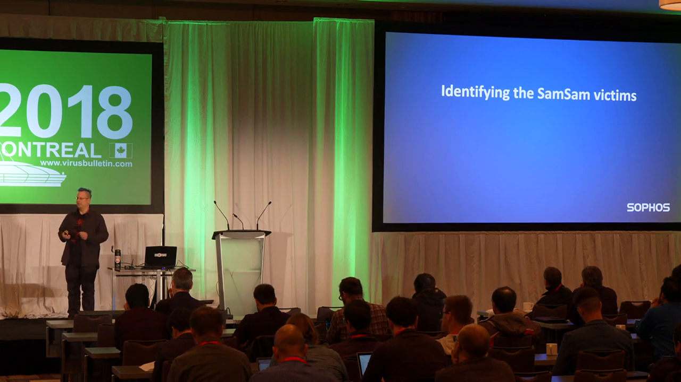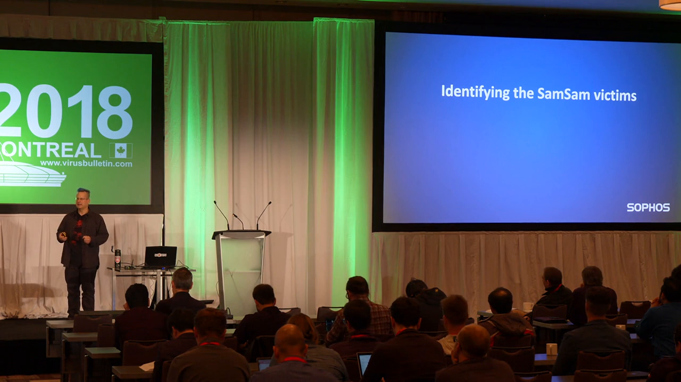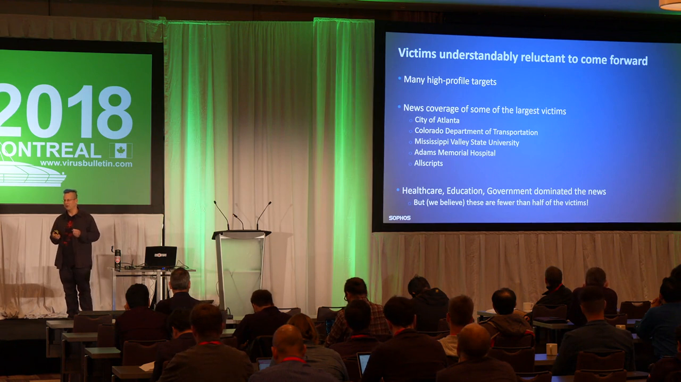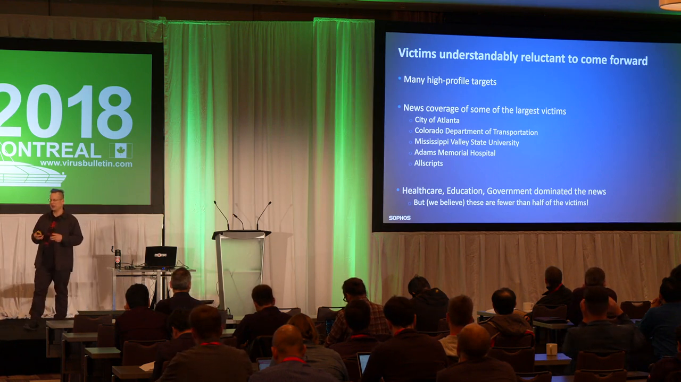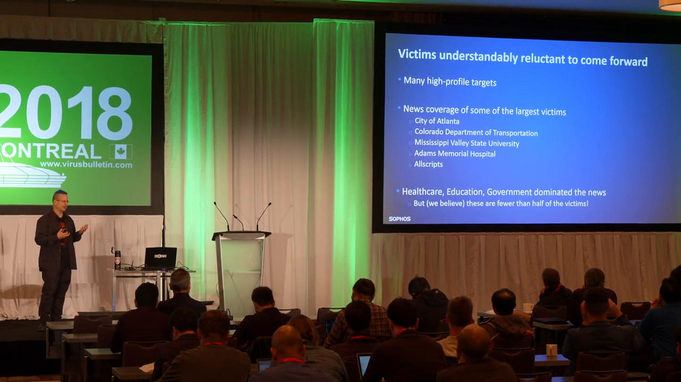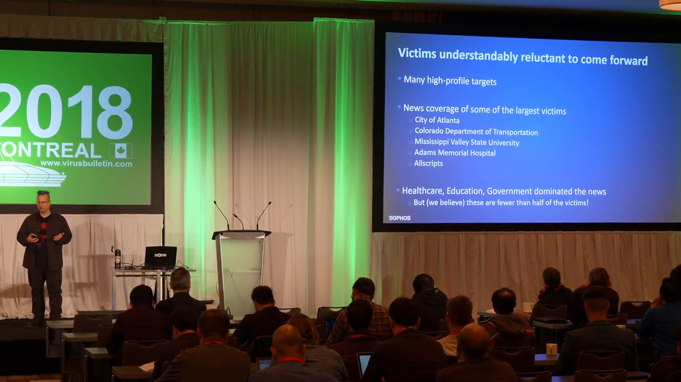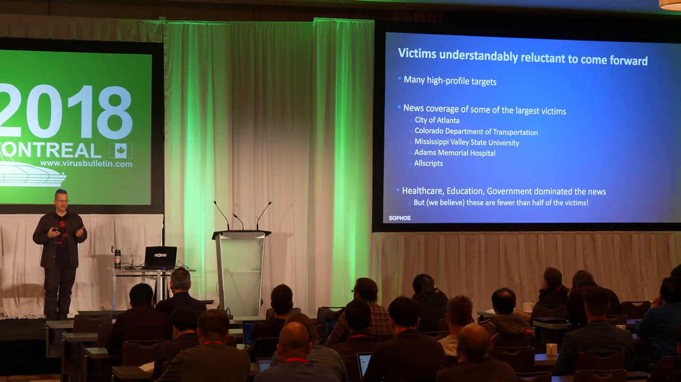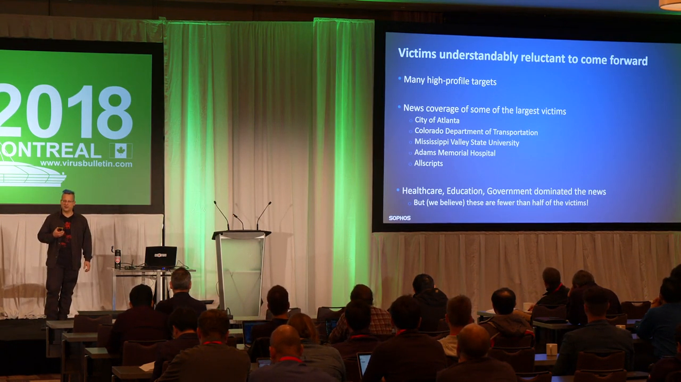So, how did we find the victims? Well, in some cases, it was easy because we knew who they were. There were many high-profile targets. As I mentioned, there were government targets, there were targets in healthcare, and targets in education. And some of these victims included things like the City of Atlanta and the Colorado Department of Transportation, which is the state where I live, and some hospitals and other healthcare providers.